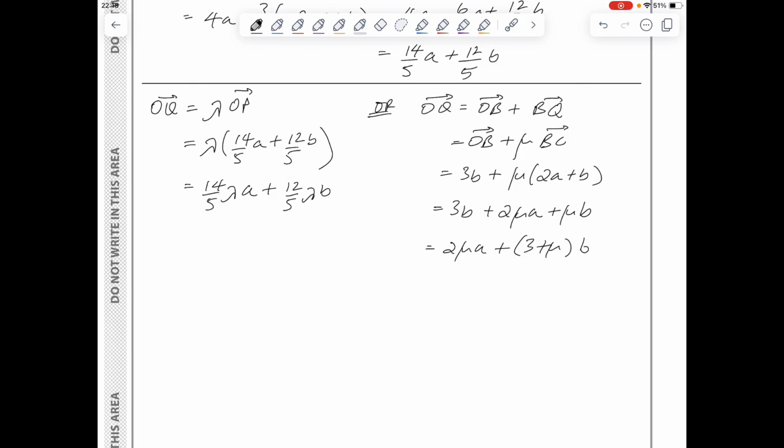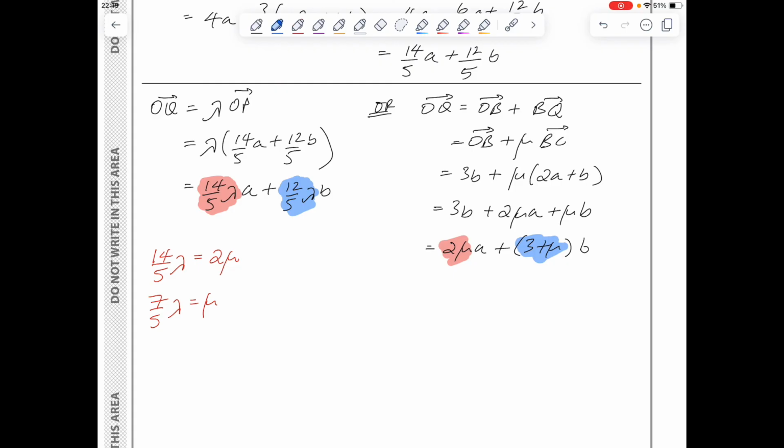So now I can equate the coefficients of A. That's the one on the left. That's the one on the right. And I'll do the same with the coefficients of B. 12 over 5 lambda on the left. 3 plus mu on the right. So 14 over 5 lambda is equal to 2 mu. If I divide both sides by 2, I get 7 over 5 lambda equals mu.